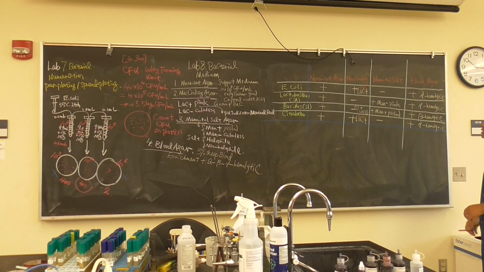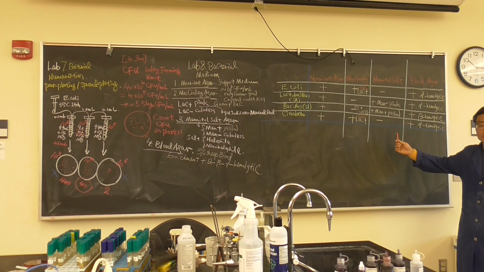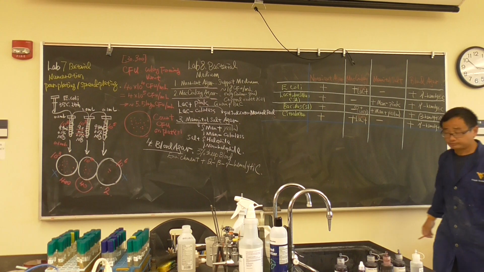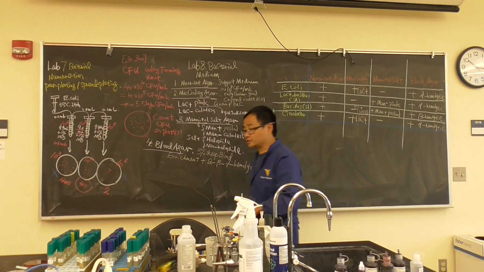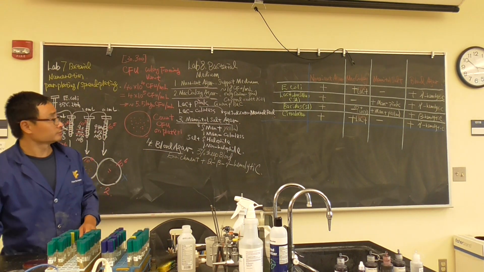Mannitol salt agar, E. coli and Citrobacter, they didn't grow. Possible reason is the salt. It's going to kill them because they're not halophiles. And then in the middle, you see Bacillus is growing, but it's a pink colony because it is mannitol fermentation negative. And then you see the Staphylococcus, it's mannitol fermentation positive. That's a yellow color. That's a results table, so we could ask you to fill it.